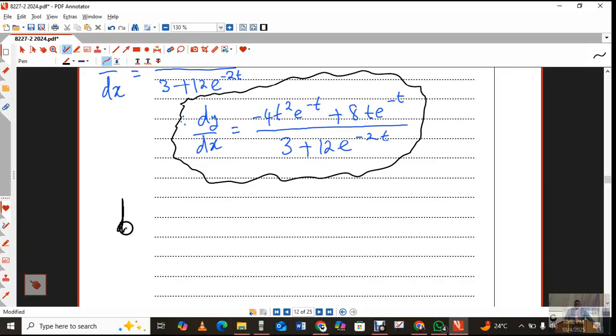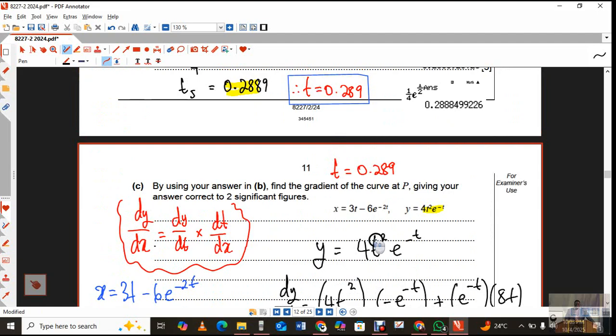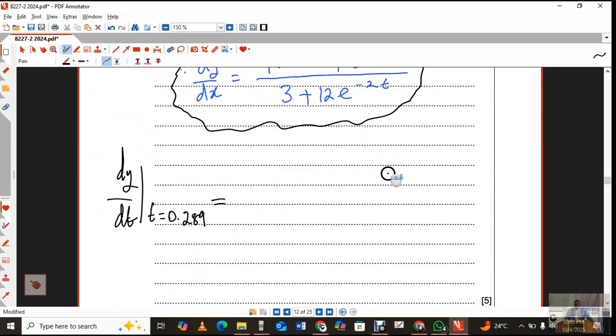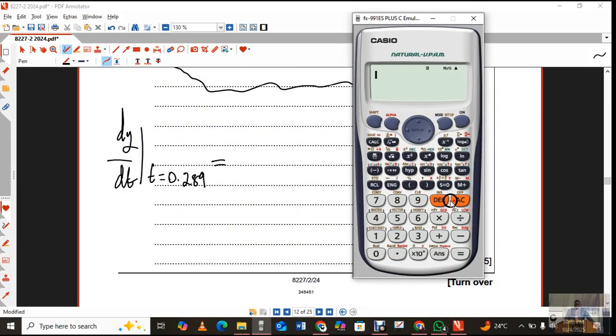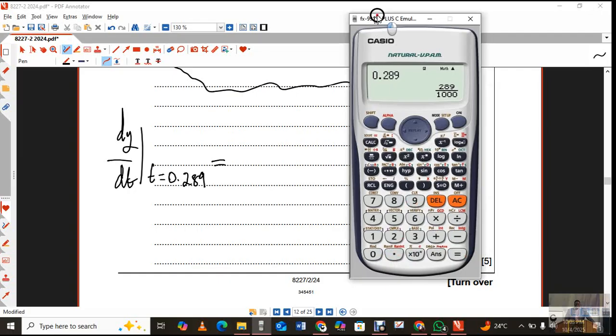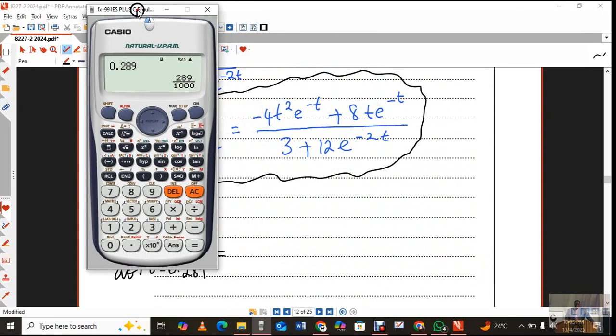They said we must find the gradient at t equals 0.289. What will that give us? Right, I'm not going to rewrite all of that. I'm just going to work with the calculator to see what the gradient is. So let's grab our calculator. I'm going to press 0.289 and say equal to. That is the answer that I want, because I don't want to press it every time. So I'm going to substitute in this one.